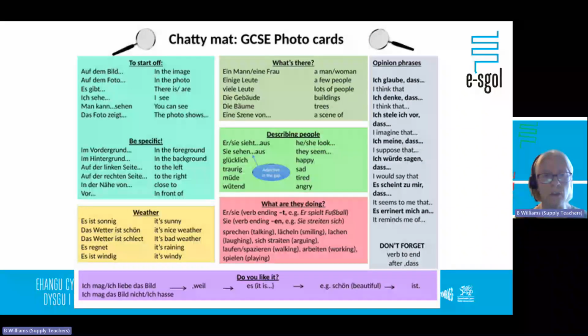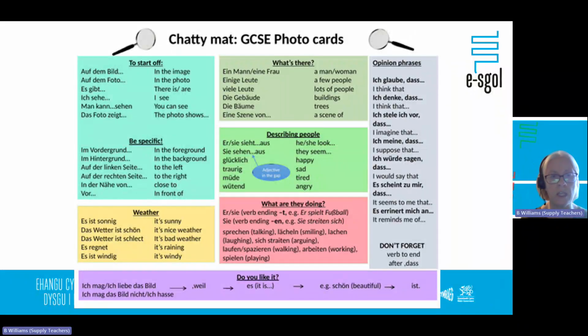Middle then at the green, so what is exactly there? Okay, so is there a man or a woman? Are there a few people, lots of people? Is there a group? There are buildings maybe, trees, or you could use eine Szene von. So is it a scene of? So what? Is it a group of people, for example?